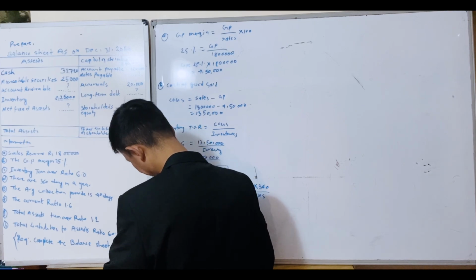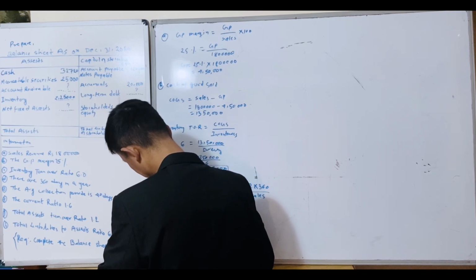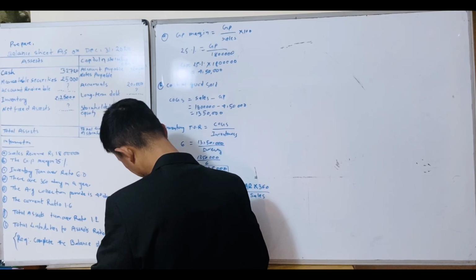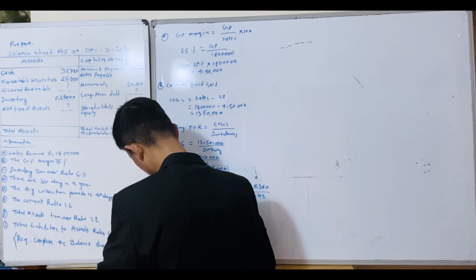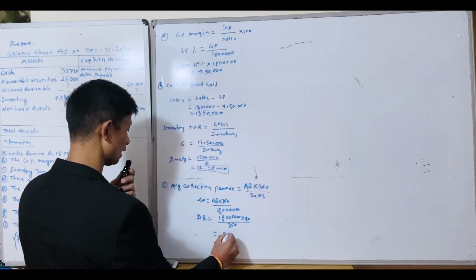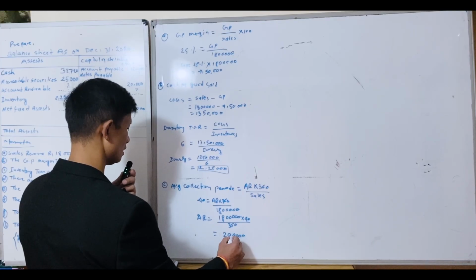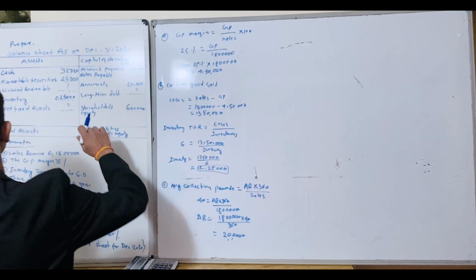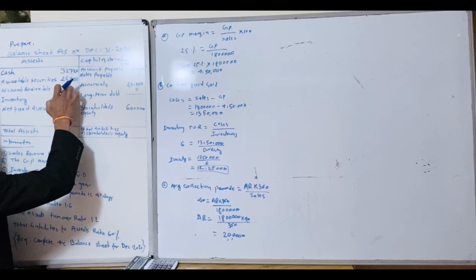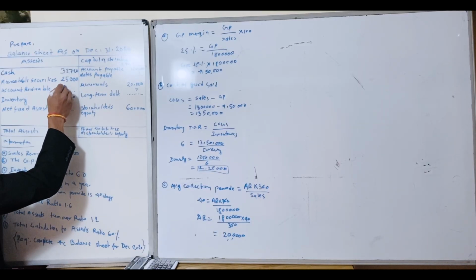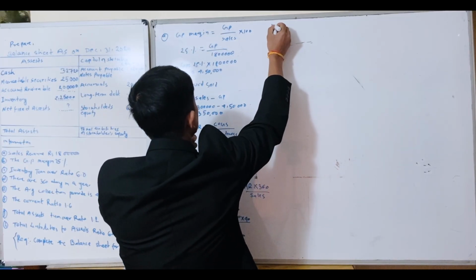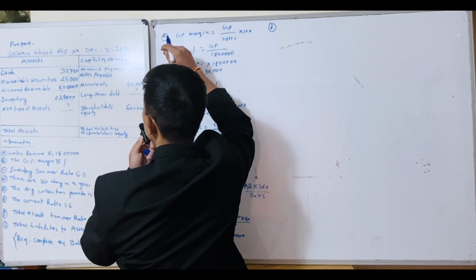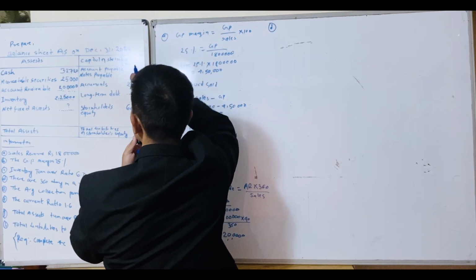Let's calculate 18 lakh multiply by 40 and divide by 360. We get exact figure of 2 lakh. So account receivable in the balance sheet we find out 2 lakhs. Now let's go to the next section. We need to find out the notes payable.